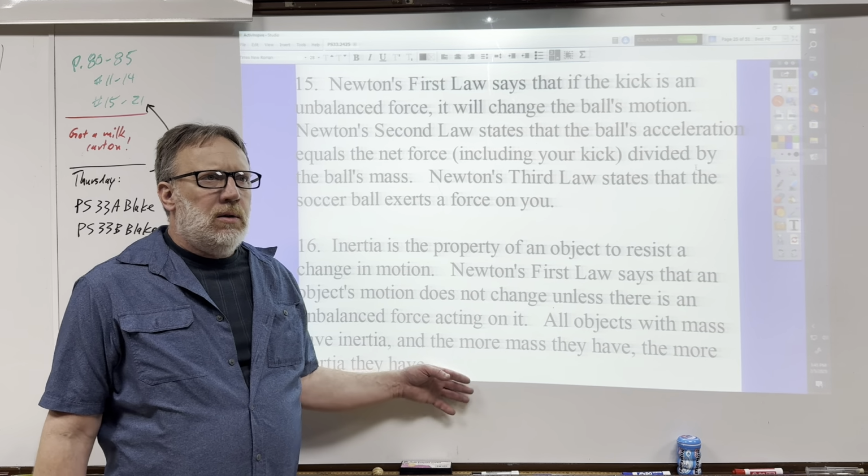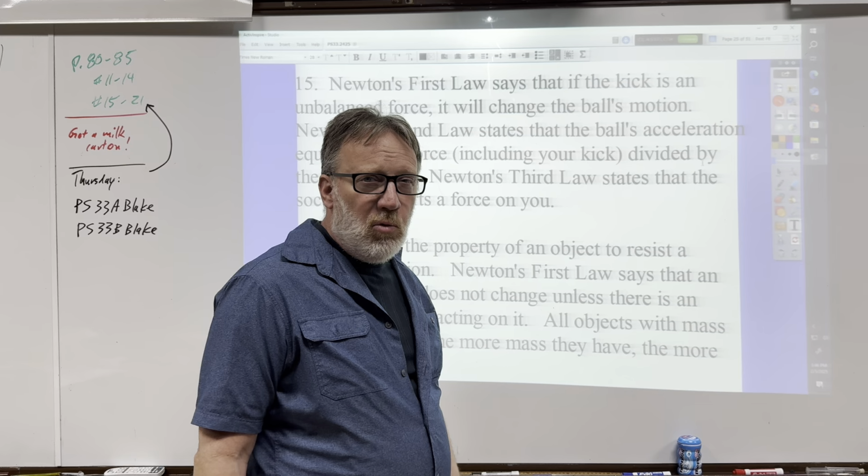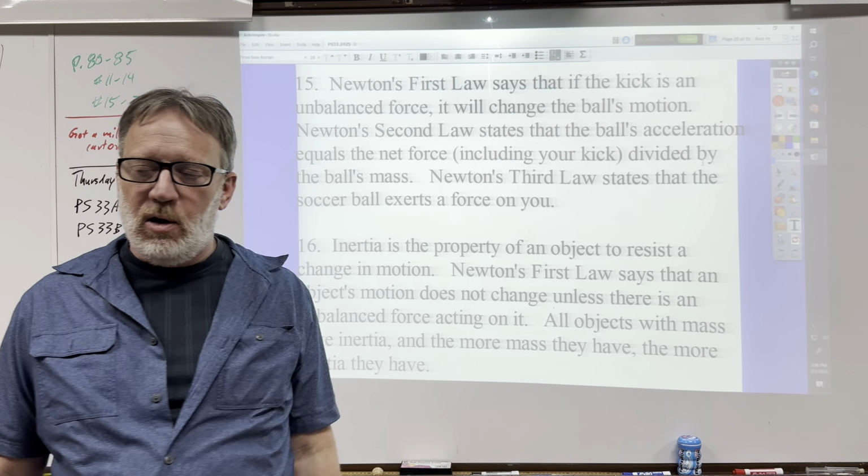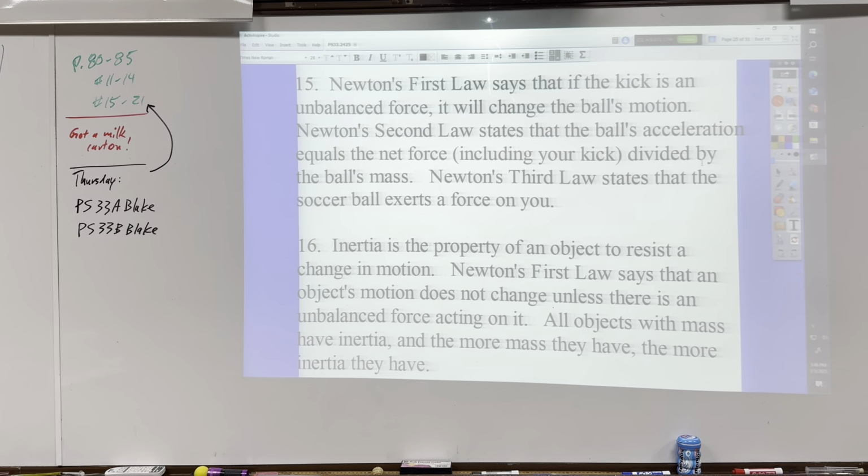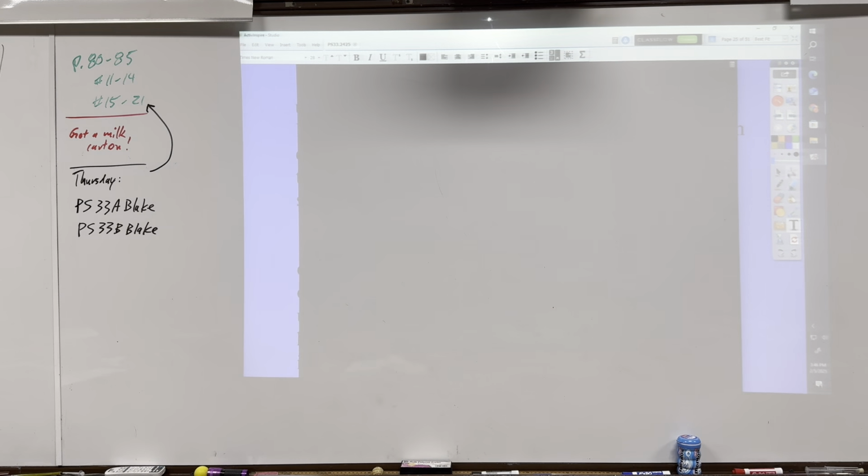Number 17. Describe whether the inertia of an object changes as the object's velocity changes. So an object, let's say, goes faster. Does its inertia get more? That's a good question. Does it have more tendency to change its motion or less?